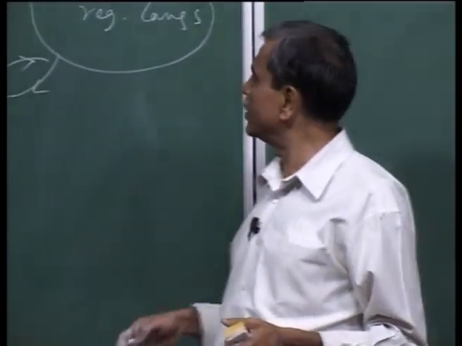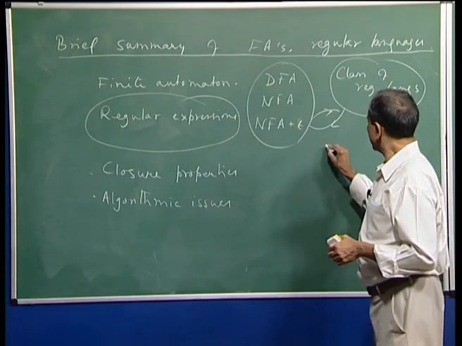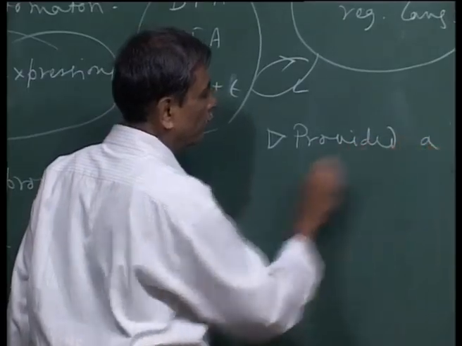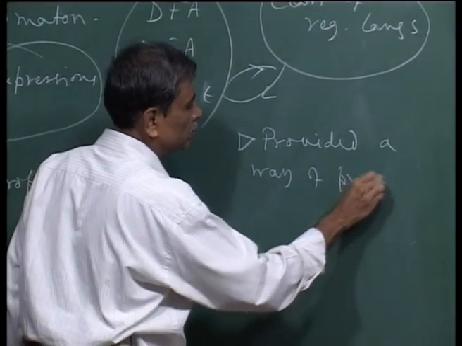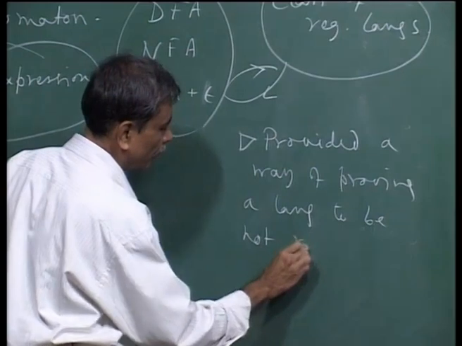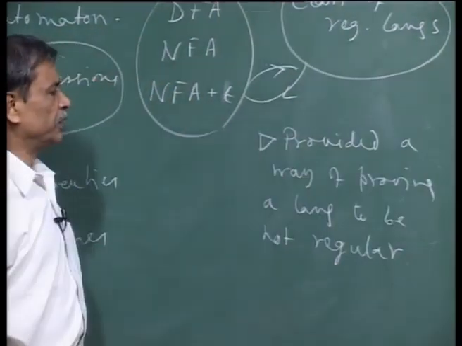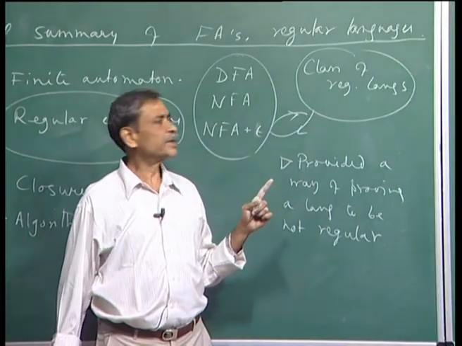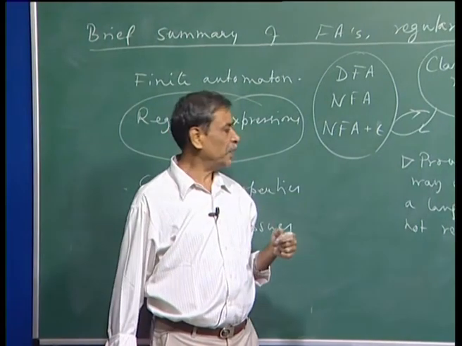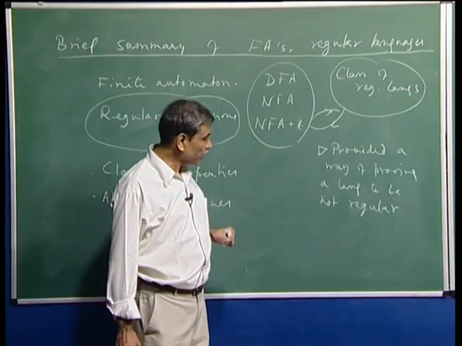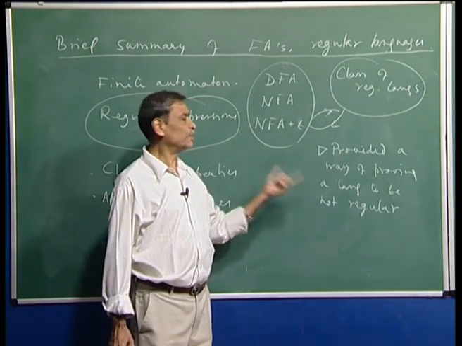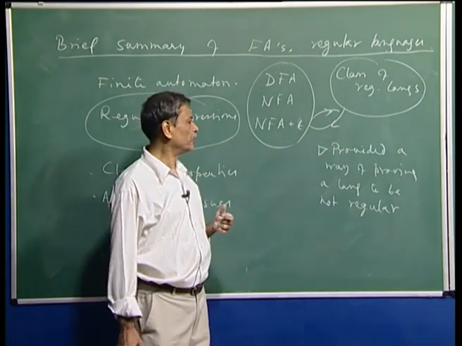Now, somewhere right in the beginning, we did another very important thing, which was we provided a way of proving a language to be not regular. The point is, if I want to show some language to be regular, it suffices for me to provide a regular expression to denote that language or provide one of these automata to accept that language. But how do I prove that something is not regular? We used the pumping lemma to show that certain languages are not regular.